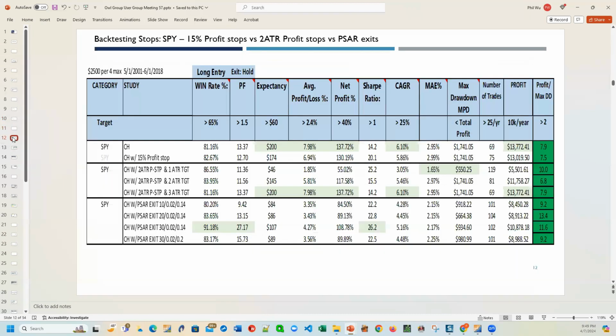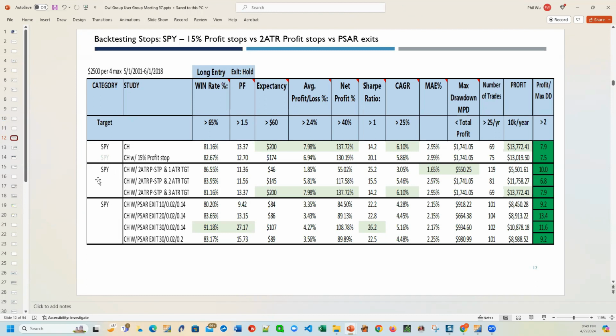So the backtesting was to look at SPY and the Russell 3000 symbols. This is a table for SPY. The first section here is what we did last week. This is only looking at the channeling signal, the swing system channeling. So this is channeling, and then this is channeling with a 15% profit stop.